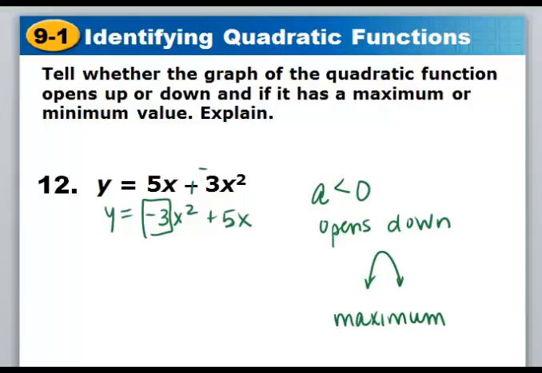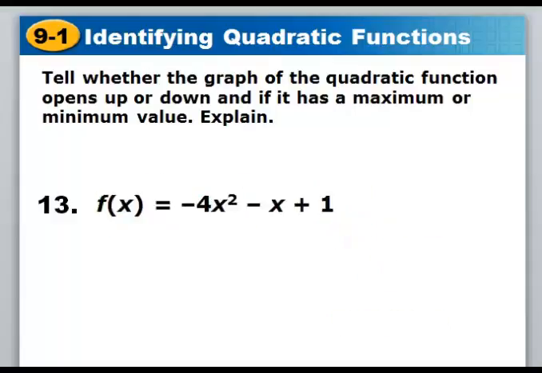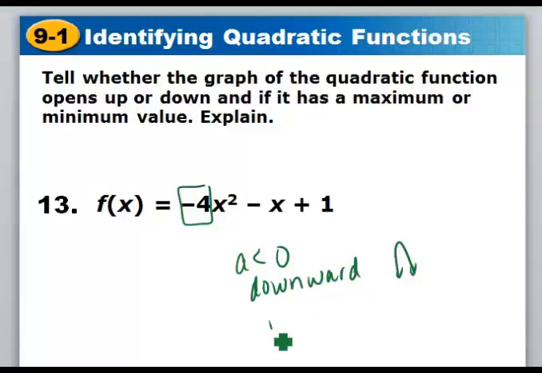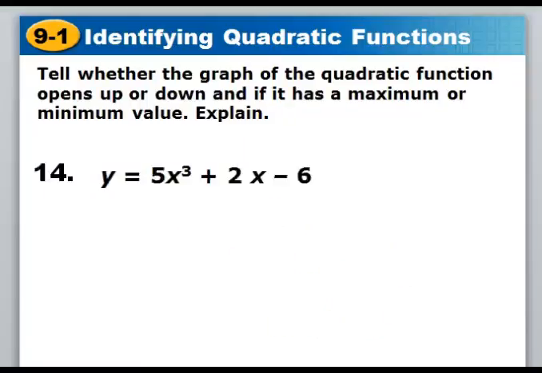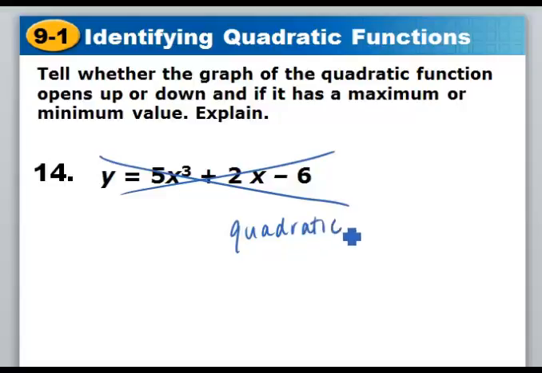Looking at a couple more of these, right here I have my a value. My a is less than 0, so I know it's opening downward, and downward looks like this, so it has a maximum value. This last one has an x³ in it, so it's not even a quadratic function. It doesn't have an x² term.